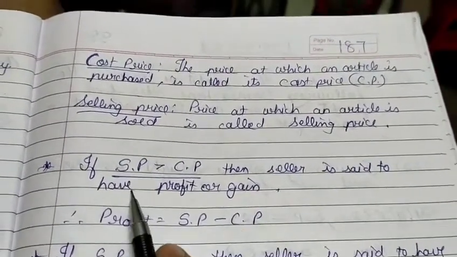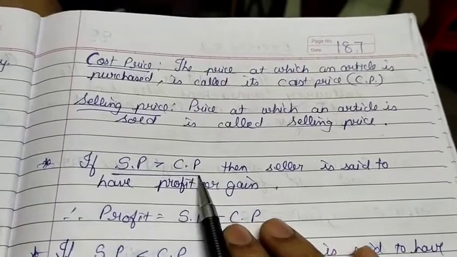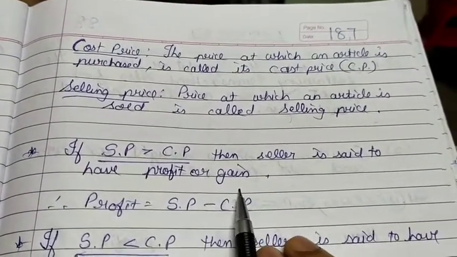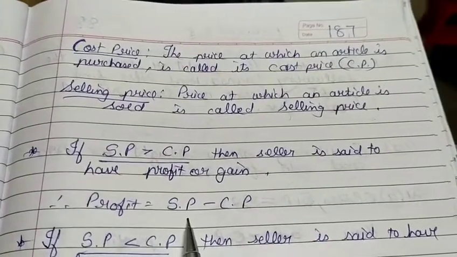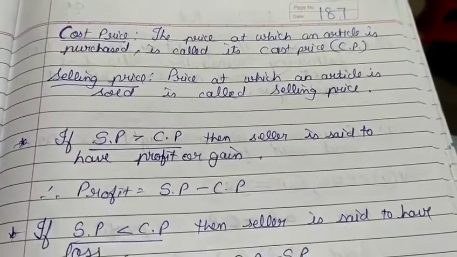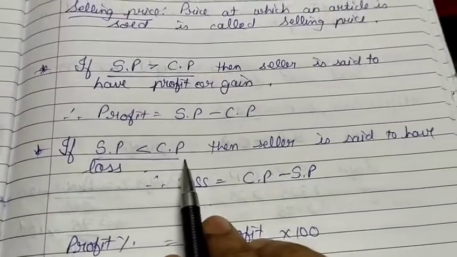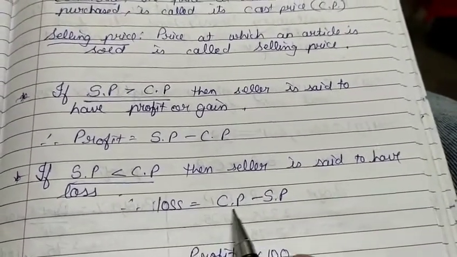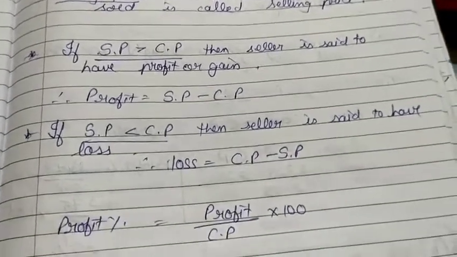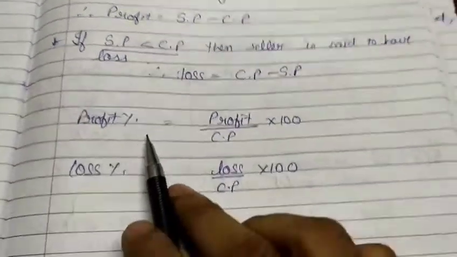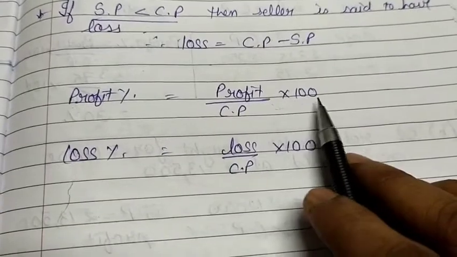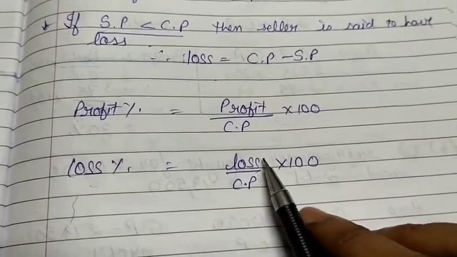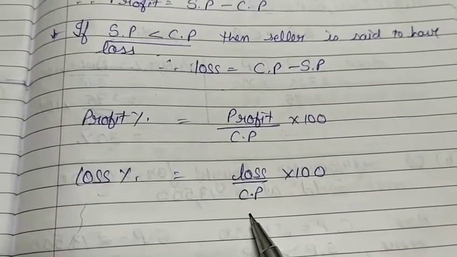Now dear student, if the selling price is more than the cost price, then the seller is said to have a profit or gain. That means profit equals selling price minus cost price. If the selling price is less than the cost price, then the seller is said to have a loss. That means loss equals cost price minus selling price. Now how to find the profit percentage? That is profit multiplied by 100 divided by cost price. How to find the loss percentage? Loss multiplied by 100 divided by the cost price.